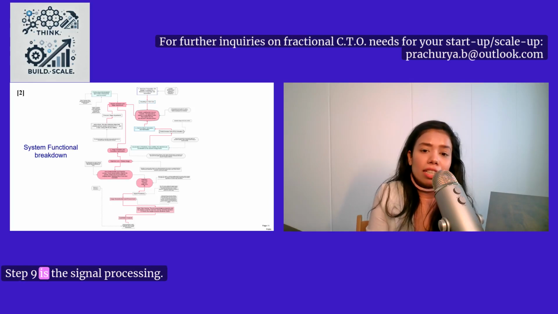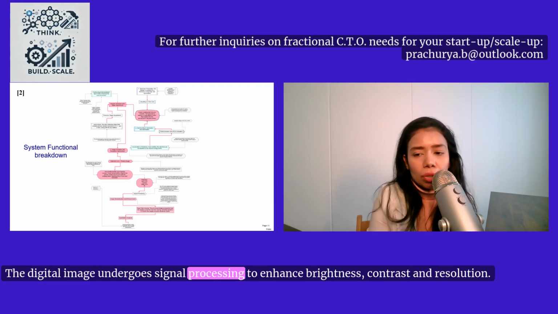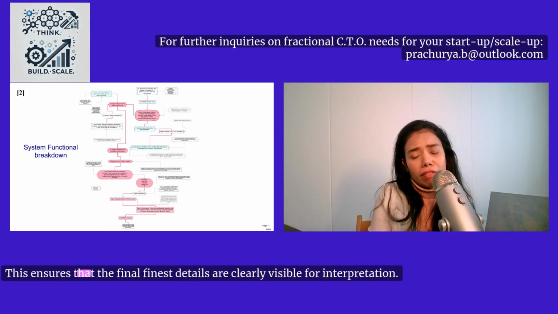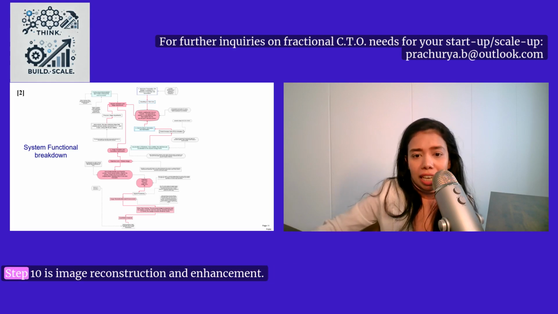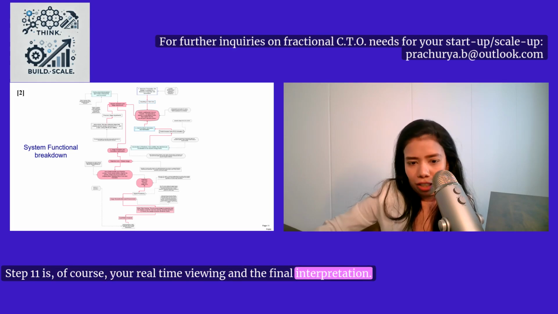Step 9 is the signal processing. The digital image undergoes signal processing to enhance brightness, contrast, and resolution. This ensures that the finest details are clearly visible for interpretation. Step 10 is image reconstruction and enhancement. Step 11 is, of course, your real-time viewing and the final interpretation.